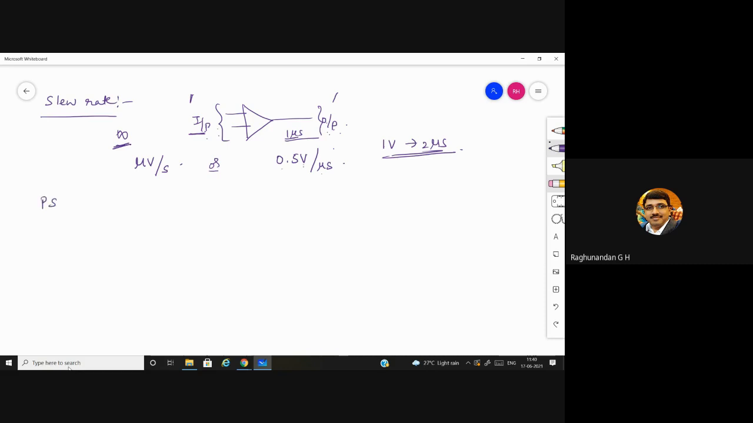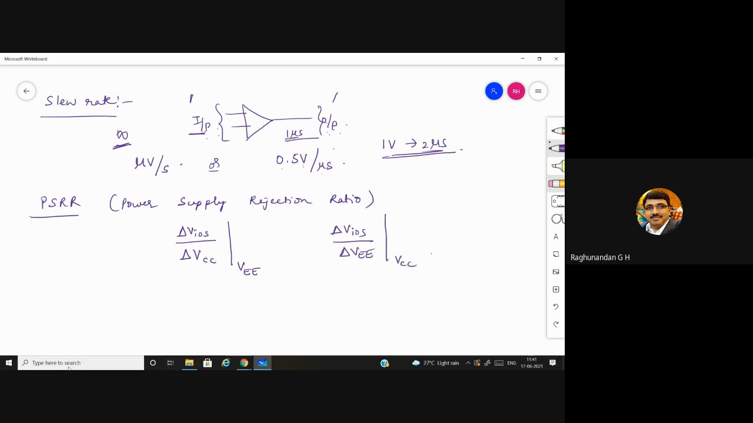After that, the last one is PSRR. It is power supply rejection ratio. So power supply rejection ratio is defined as the ratio of change in input offset voltage to the change in one of the power supplies, keeping the other power supply constant. So delta VIOS by delta VEE, or delta VIOS by delta VCC.